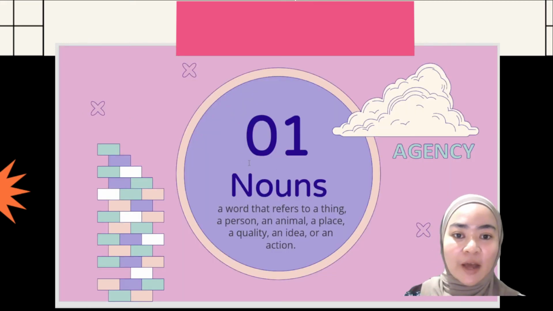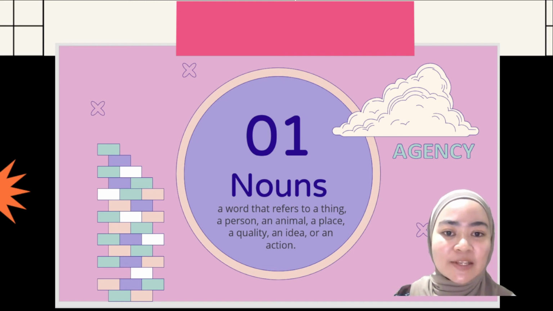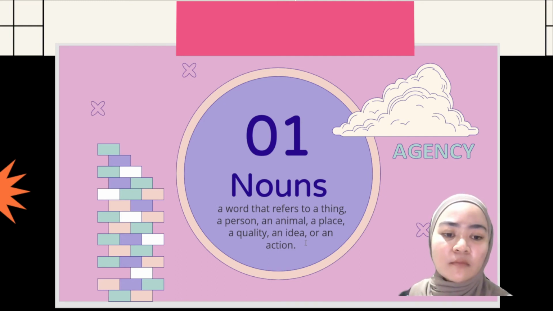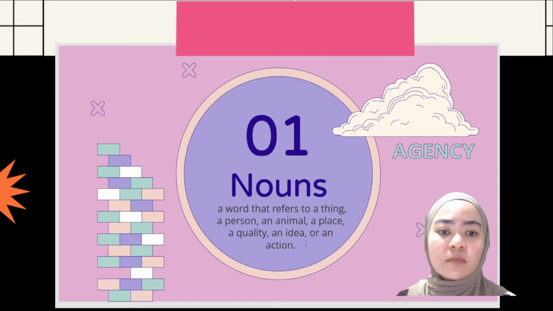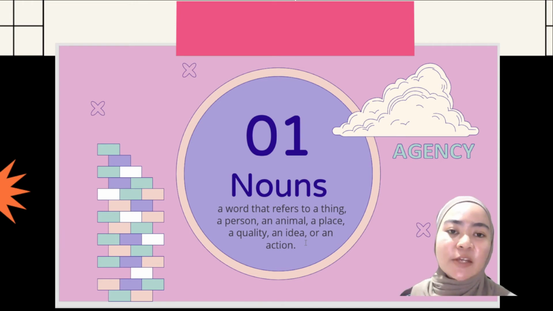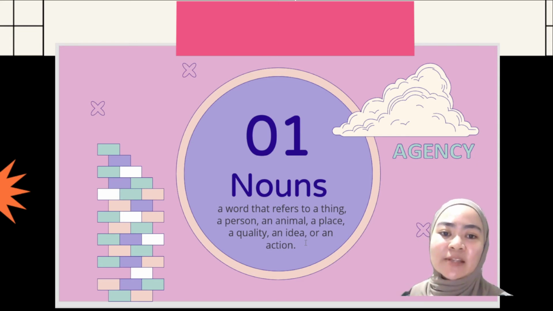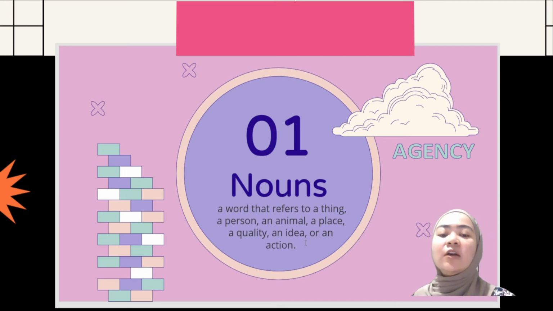Number one, noun. Hasbi Haziq, can you read what is noun for me? The description under the word noun. A word that refers to a thing, a person, or animal, a place, a quality, an idea, or an action. Thank you, Hasbi Haziq. Basically, noun is the name of a thing, person, animal, place, quality, idea, or action.